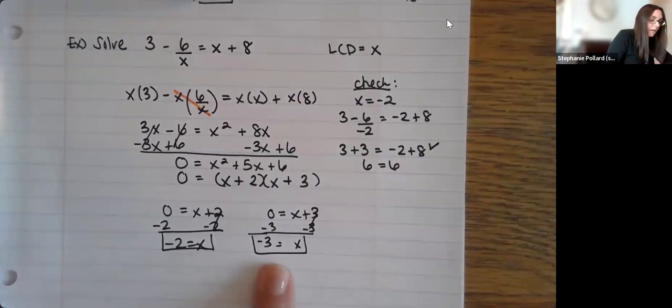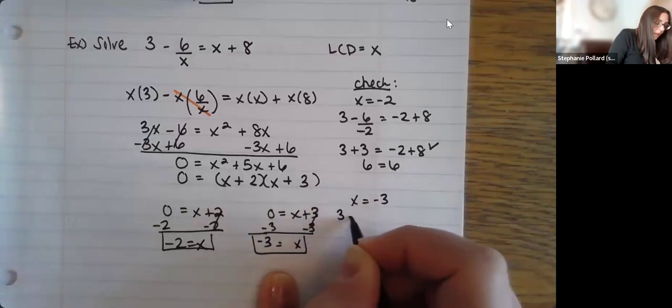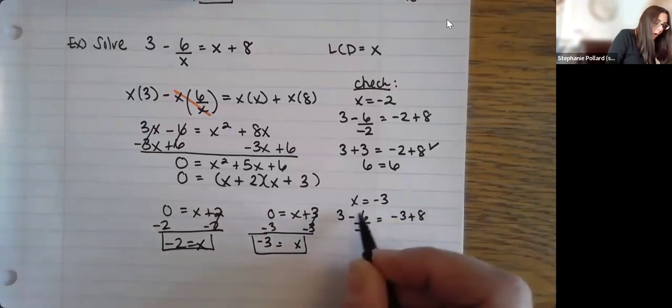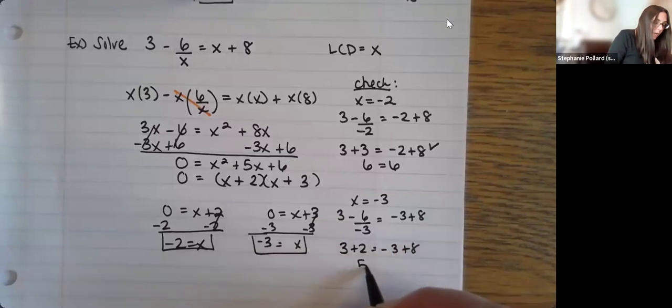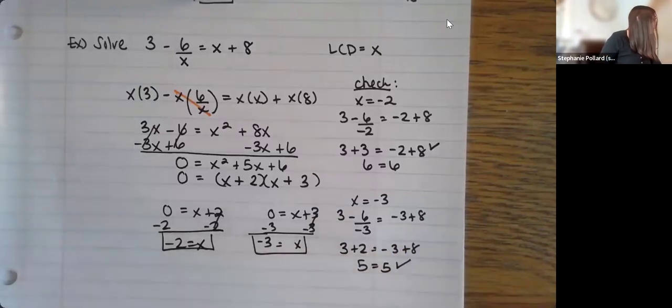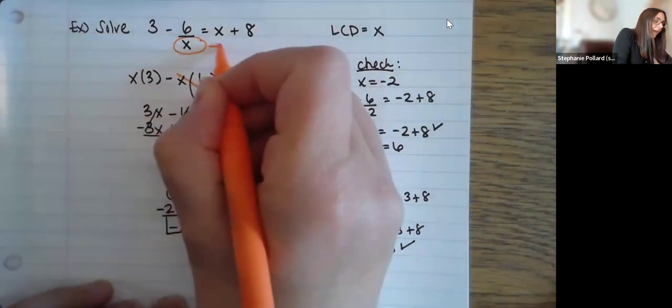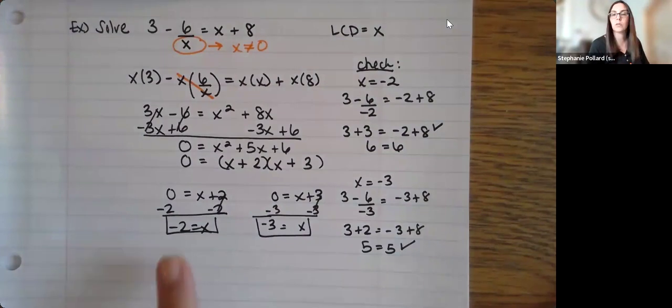I'm going to go ahead and check the second one here. So let's check -3. So I have 3 minus 6 over -3 equals -3 plus 8. Again, watch out for those negatives. I get a +2, and this one also happens to check out. I get 5 equals 5, so they're both good. Now, also notice here that for the domain, the only issue we'd have is that x cannot be 0, right? Because that would make the denominator 0 here. So I'm not getting any of those issues here, and they both check out perfectly fine. So these are both valid solutions in this case.